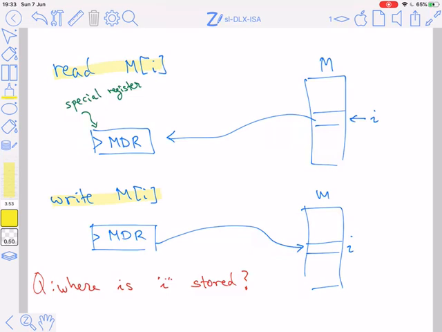Okay, so now of course the question arises, where is i stored? By i I mean the index or the address in the memory that you want to access.